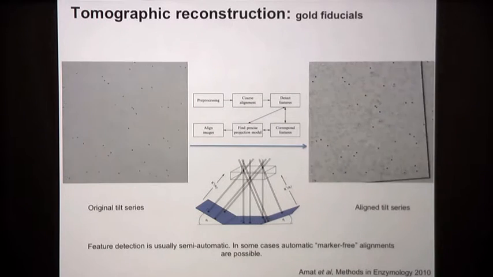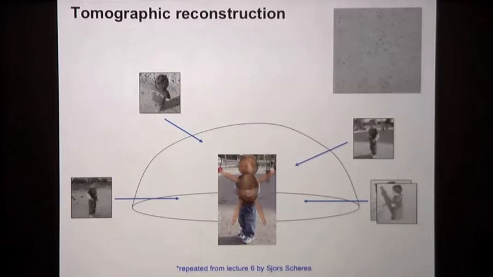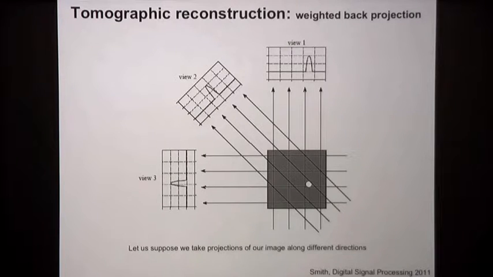So now we have our aligned tilt series. All that we need to do is back project this aligned tilt series into 3D to get our tomogram. Of course, as I said, in single particle analysis, the orientations of our images are not known. However, in tomography, we have a very good idea of the orientations of these images because we know how we tilted our stage. So the most common method of tomography reconstruction is known as weighted back projection.